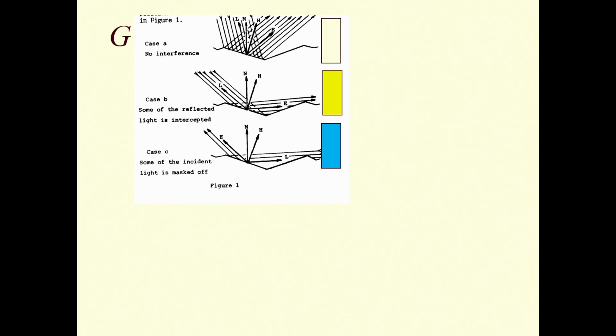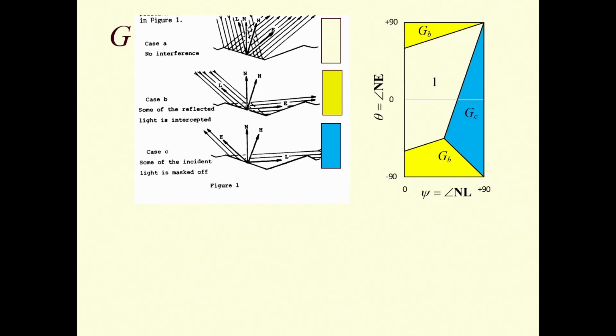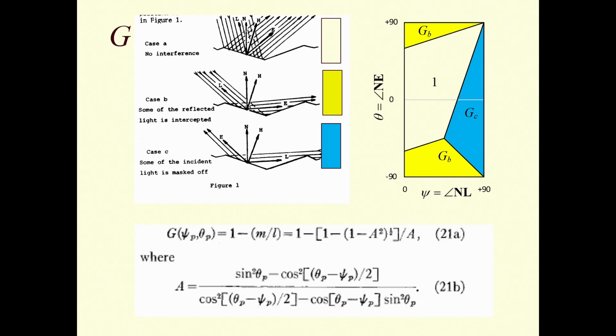The other factor with G is that if the light comes in from a different direction, these facets kind of mask themselves off. So there are 3 different cases that can happen: no interference, some of it is intercepted, or some of it is reflected. And Torrance had a way of calculating how much effect this had. Again, using the angles, there were 3 different regions in this 2-dimensional space and 3 different equations for that. And this is what you had to calculate in order to get the thing.